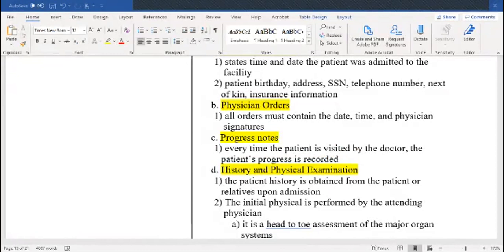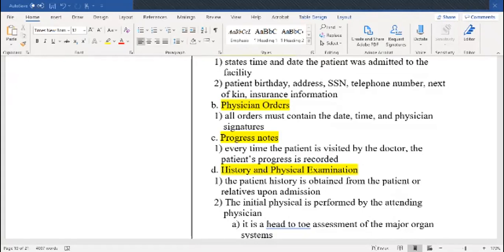So the H&P is a history of the patient that's obtained from the patient or relatives when the patient is admitted. How long have you been smoking? When did you get that trach? You had bypass. See that scar on your chest? When did you get that? Oh, that was 1985. Okay, all that stuff is in the H&P.